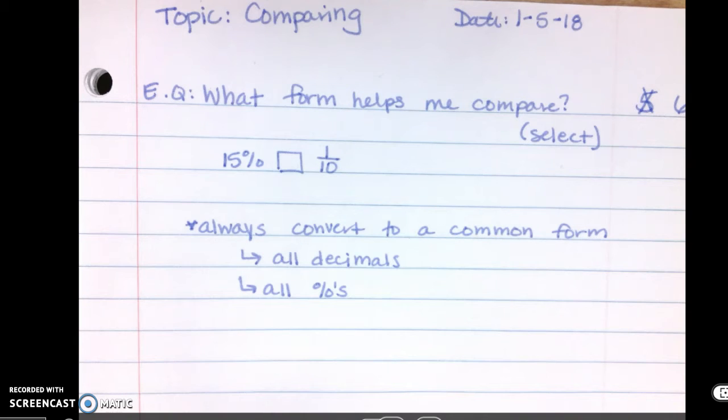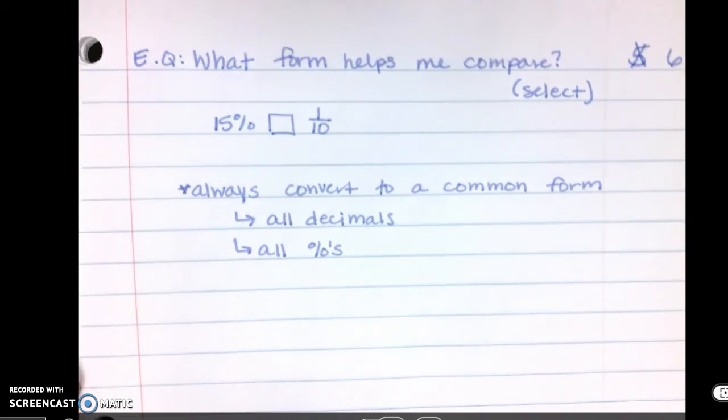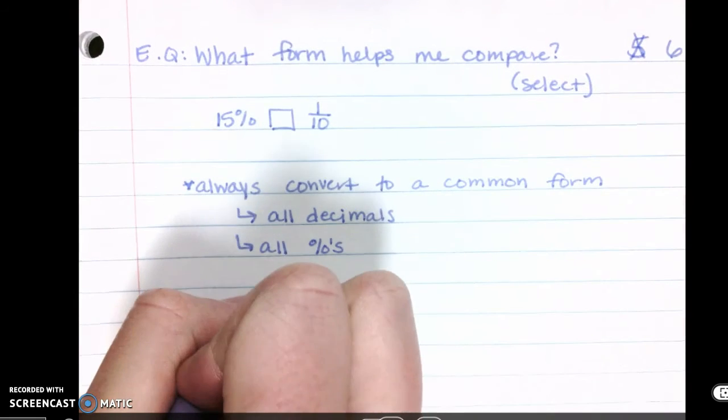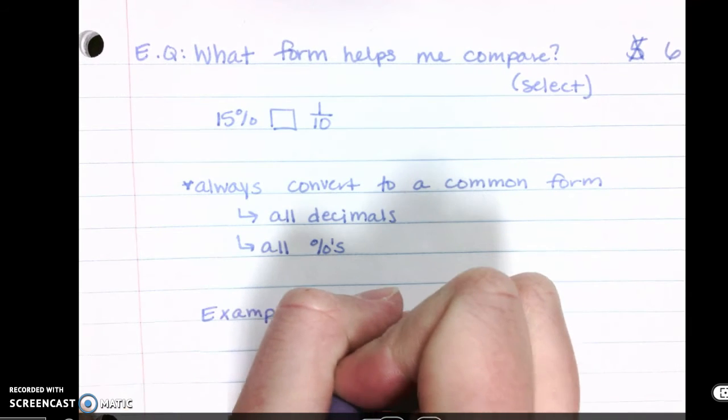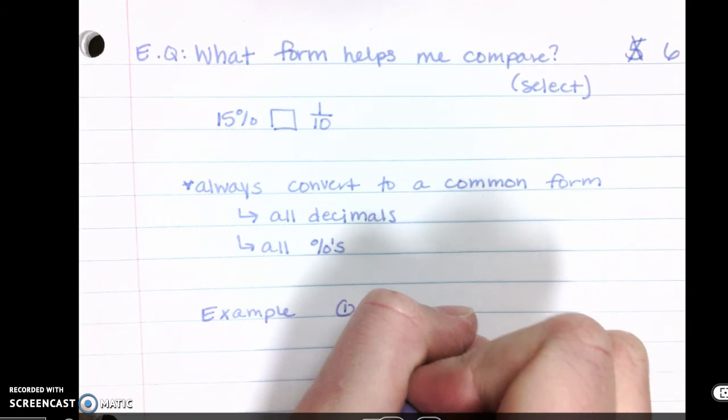It's just not as common as changing them all to decimals because I can use a calculator, or changing them all to percents when I can use a calculator and then I just have to move the decimal. So, we have 15% and 1/10. The first one I'm going to show is change all to decimals.